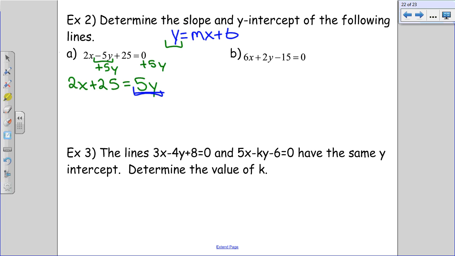You're dividing because when there's nothing between a letter and a number, that means 5 times y. The opposite of times is divide. So you divide everything by 5, you end up with 2 over 5x plus 5 equals y.